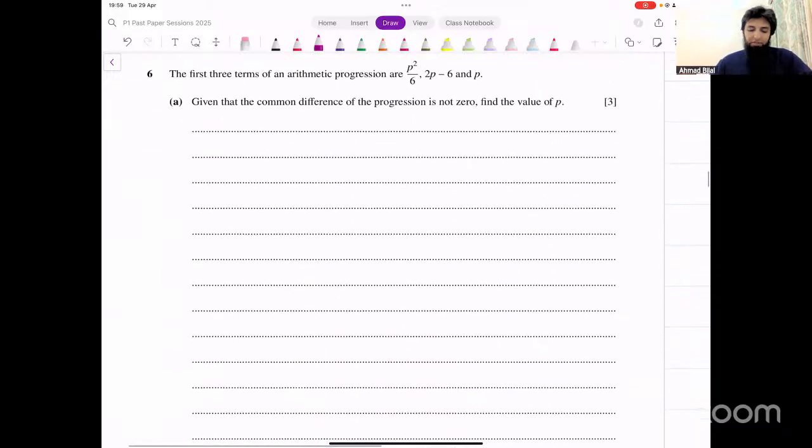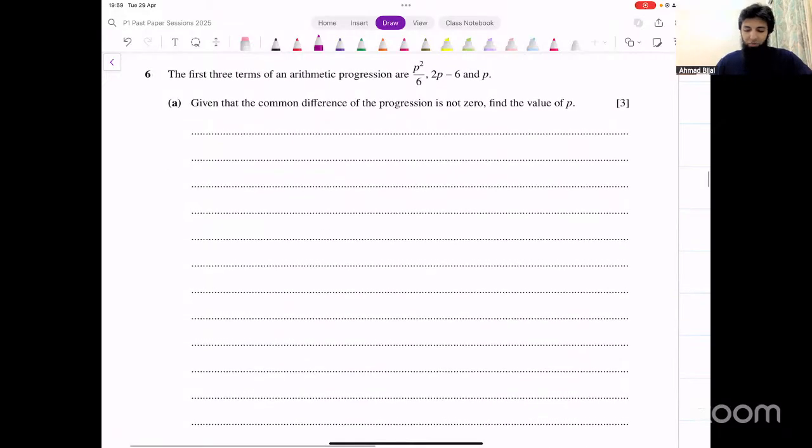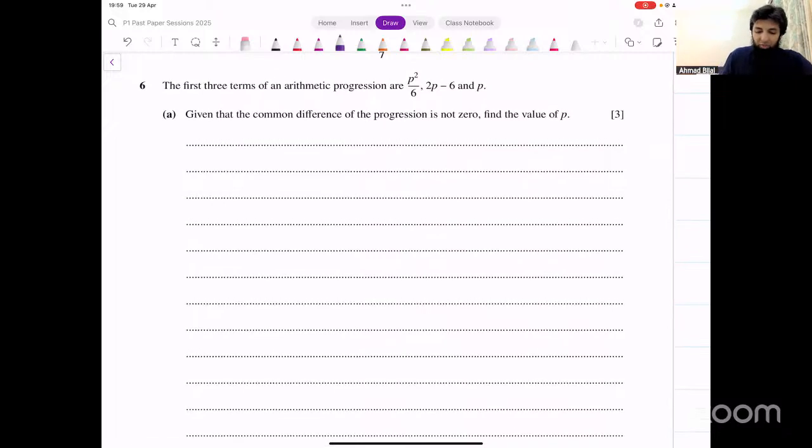So now it says the first three terms of an arithmetic progression are p squared over 6, 2p minus 6, and p. Given that the common difference of the progression is not 0, find the value for p. Now, there are two ways of thinking about this. One is, in an arithmetic progression, in consecutive terms, the middle term is the average of the two terms on the sides. It's always the average. So you can take the average of the first and third term and equate that to the middle term.